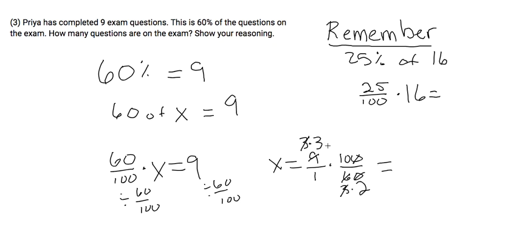Now we have 3 times 10 over 2. And again, 10 can be 5 times 2. Now we can cancel out these 2's, they become 1, and we get an answer of 15, because 3 times 5. So if we have x equals 9 over 1 times 100 over 60, it simplifies down to 15.